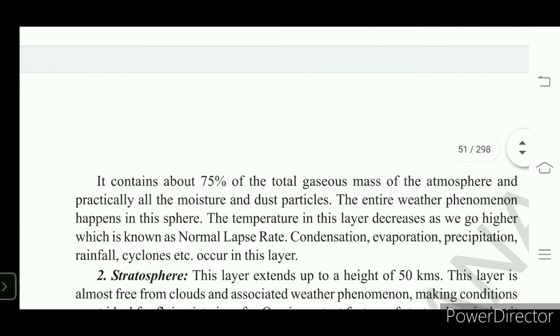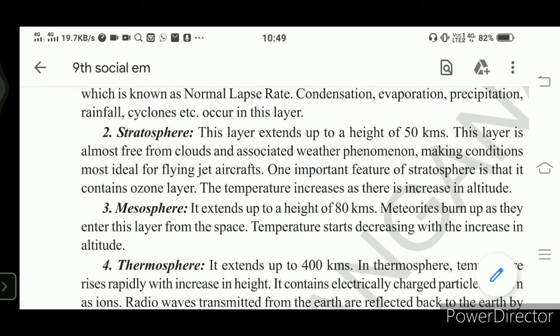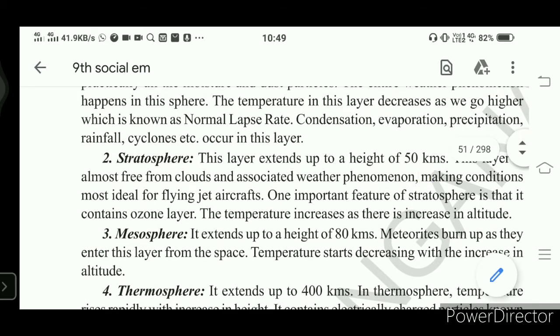Understand? In the troposphere, temperature decreases going to higher places. In the stratosphere, temperature increases. Again in the mesosphere, it decreases. Alternatively, it is there, my dear students.